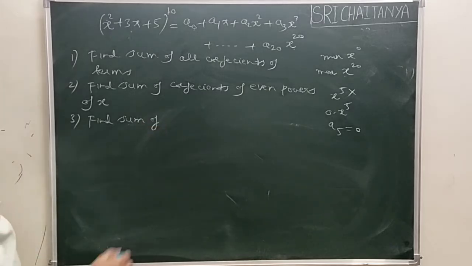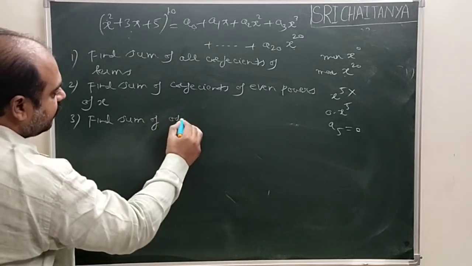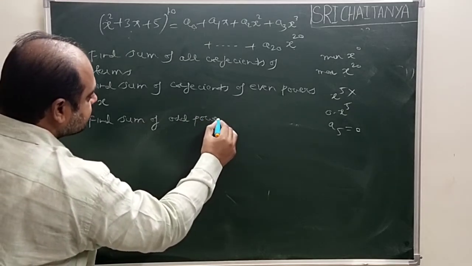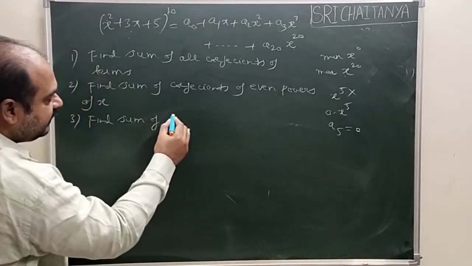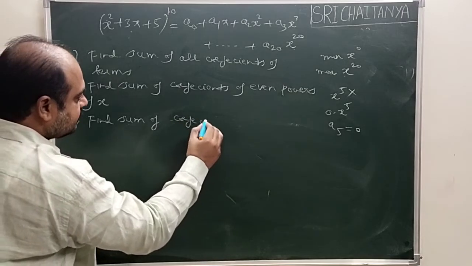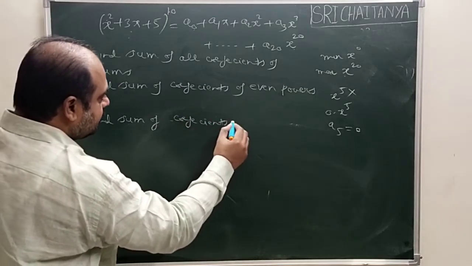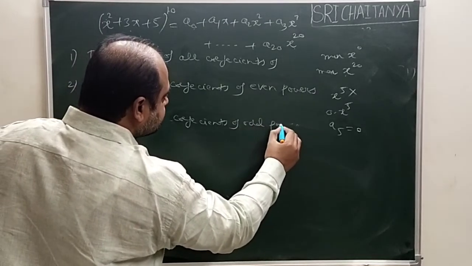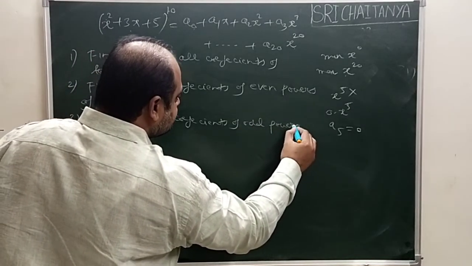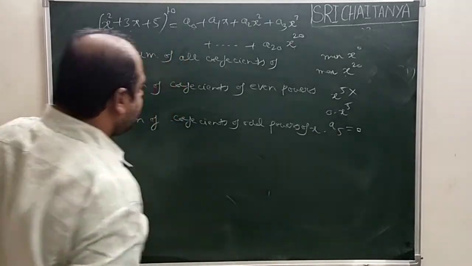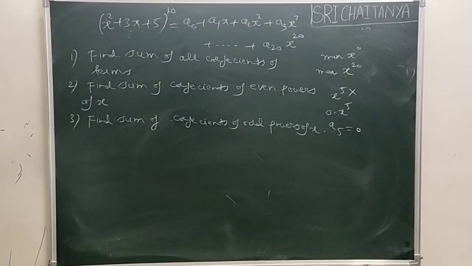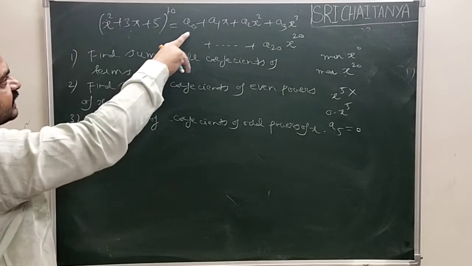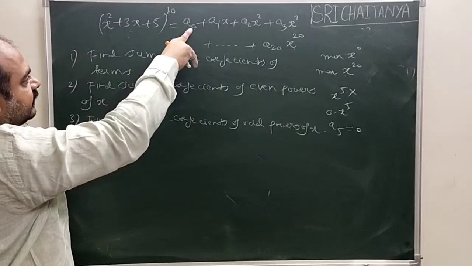Find the sum of the coefficients of odd powers of x. Odd powers of x, right? What is the sum of all coefficients of terms? What are the coefficients here?